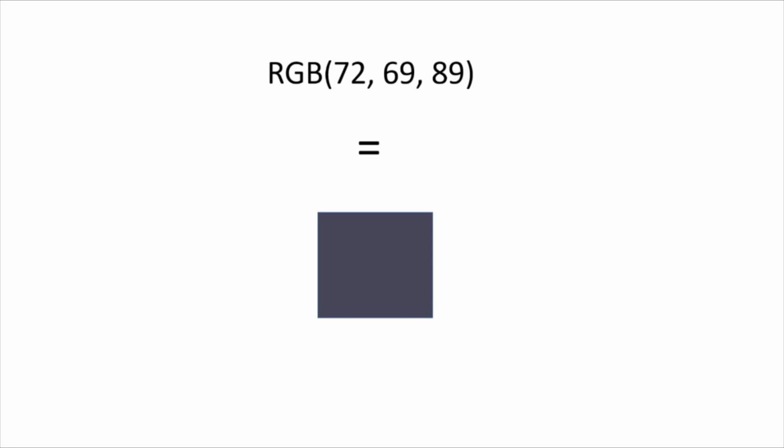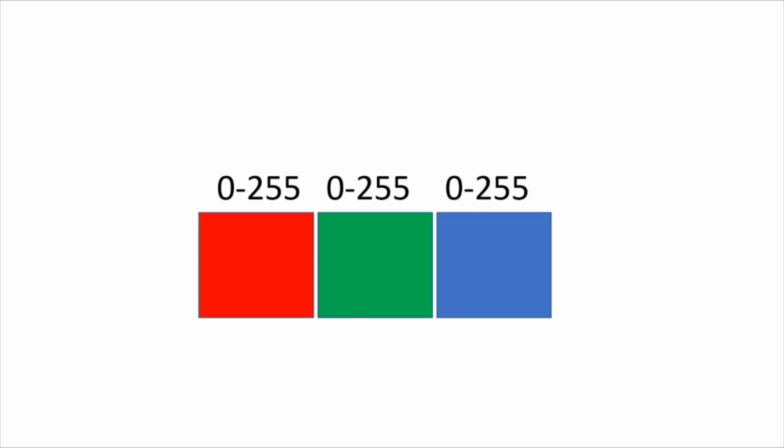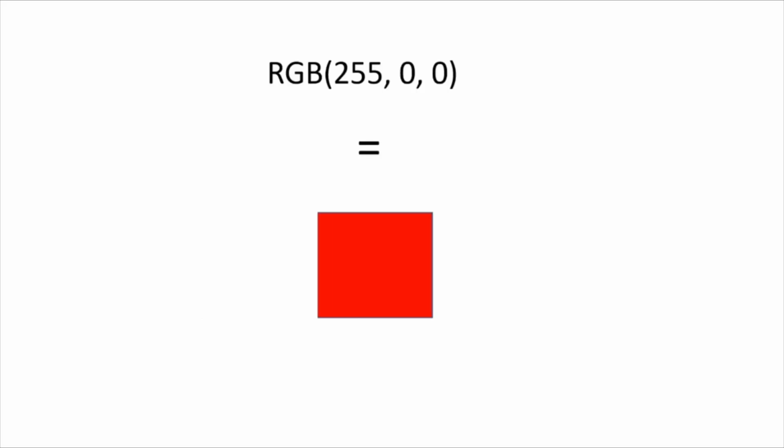And if you think back to what I said, each value is represented by 1 byte or 8 bits, and that would suggest that each of these values can be represented with a number from 0 to 255. So as an example, if we wanted a solid red color, we would use RGB 255, 0, 0 to represent as much red as possible, but no green and no blue. Conversely, if we wanted to represent solid blue, we would use RGB 0, 0, 255, and if we wanted to represent green, it would be RGB 0, 255, 0.